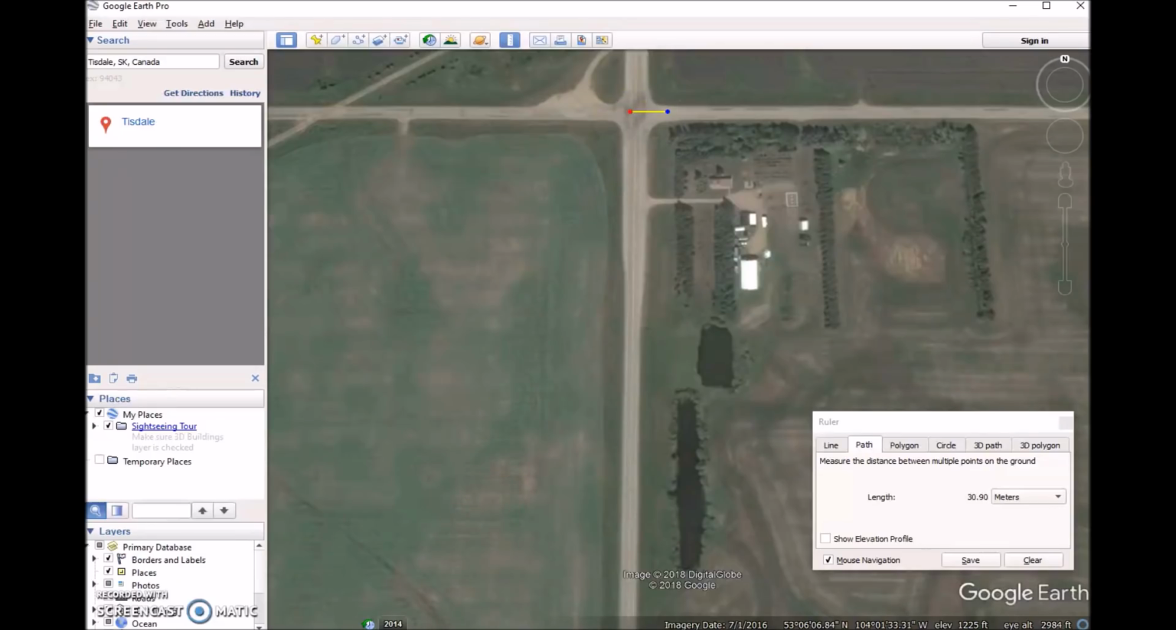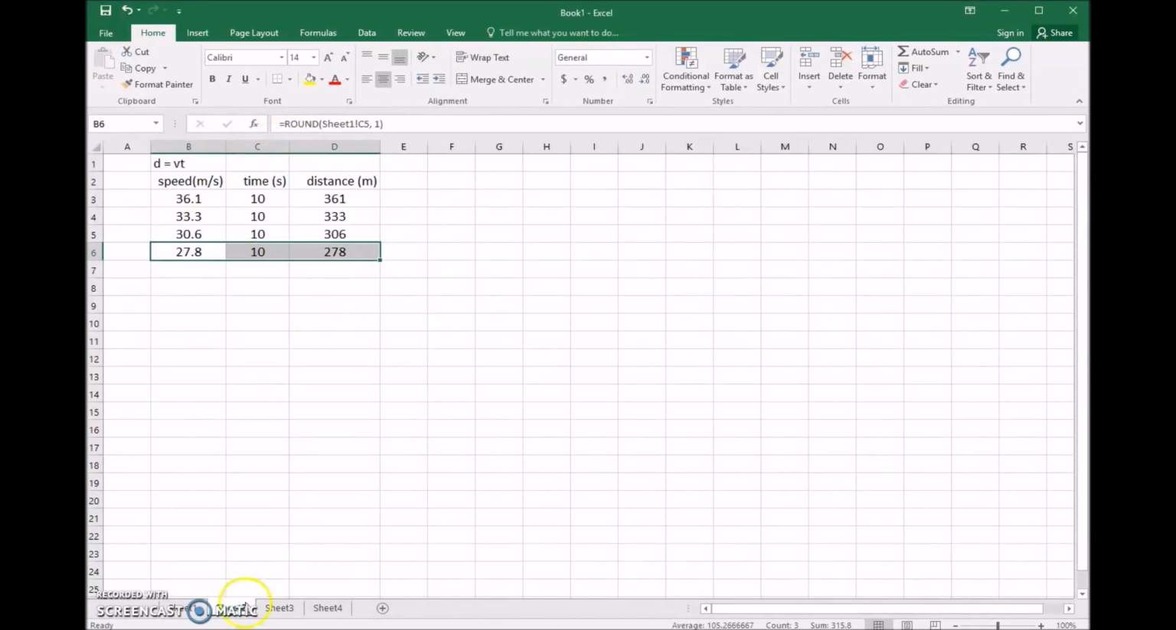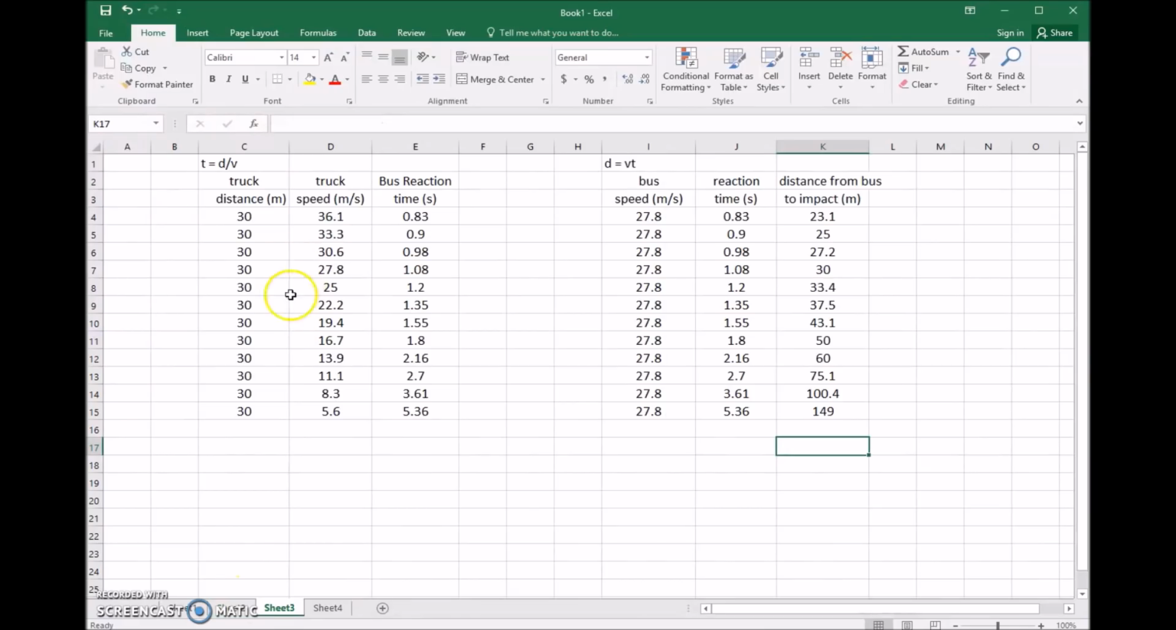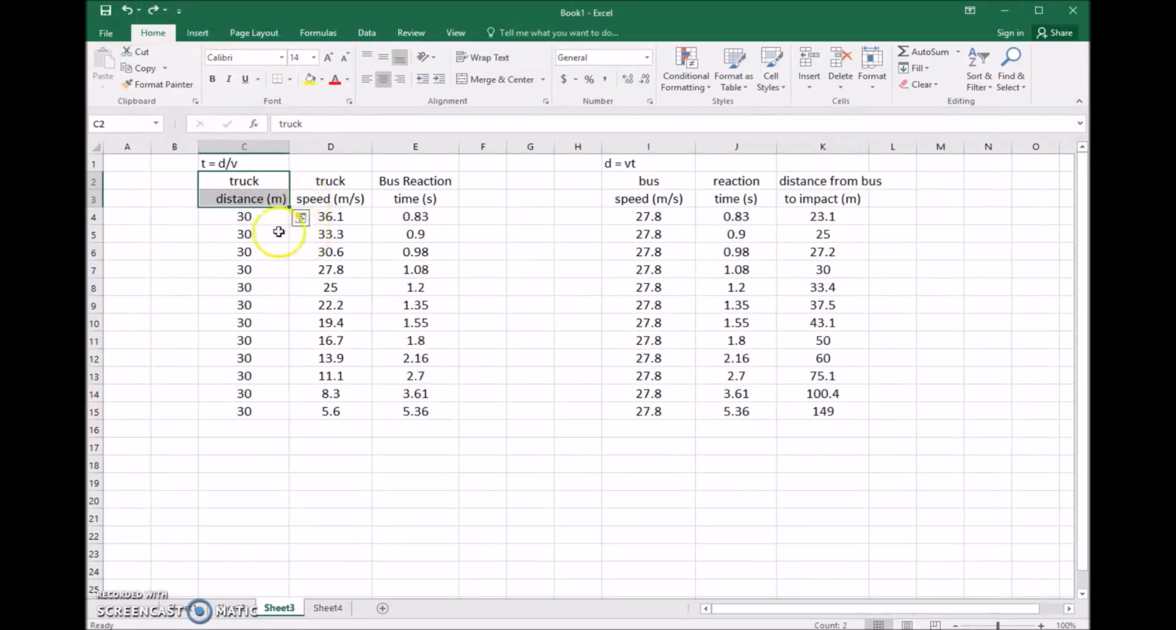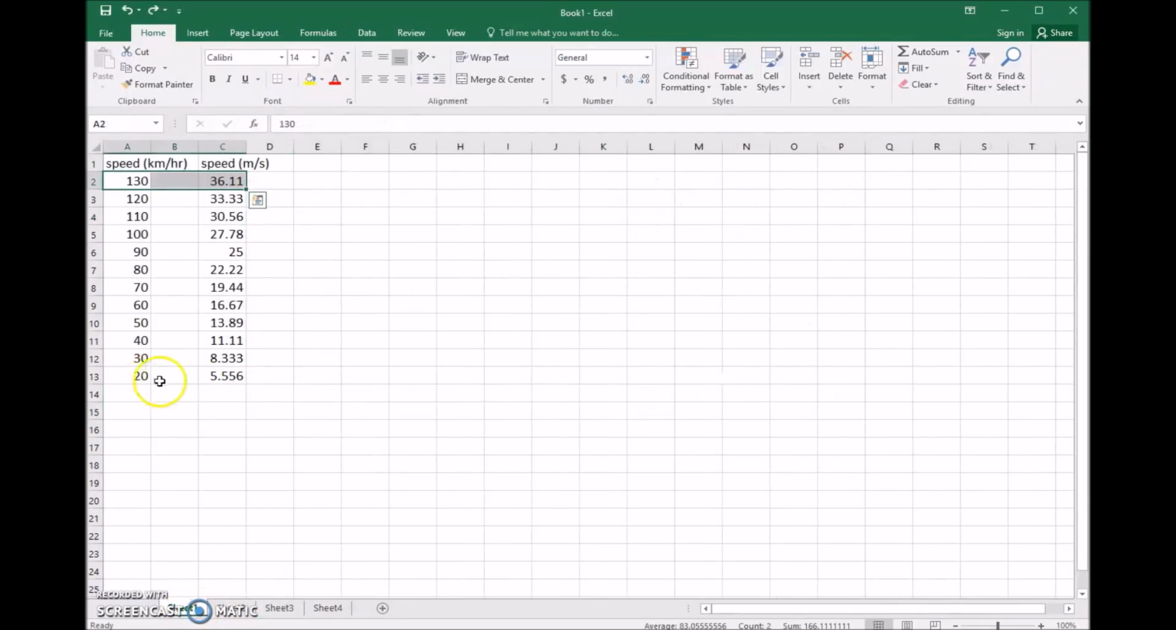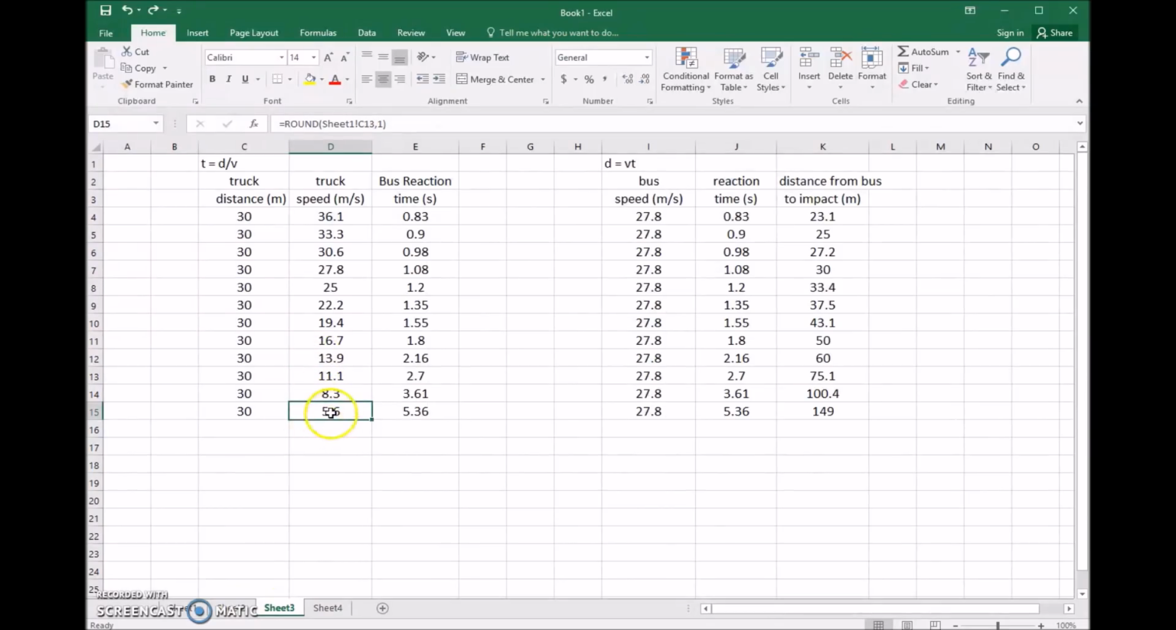It has to cover 50 meters. So let's go here to my next sheet. So the truck has to cover 30 meters. Whoops, didn't mean to do that. 30 meters. Here are different speeds of the truck. Let's just go with a slow one. This, 5.6, that is 20 kilometers per hour. If the truck slows down to 20 kilometers per hour, that gives the bus 5 seconds to react.